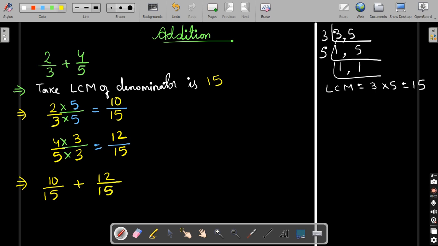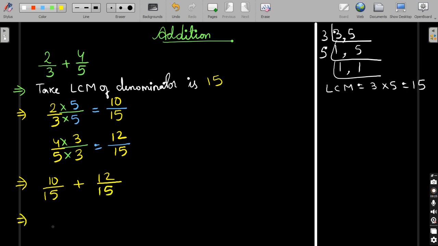Okay students, after that we take the same base. If it is 15 and 15, then I write 15 once, and the above numbers 10 plus 12 I need to add. 10 plus 12 is 22. So what is my final answer, dear student? 22 by 15 is the answer.